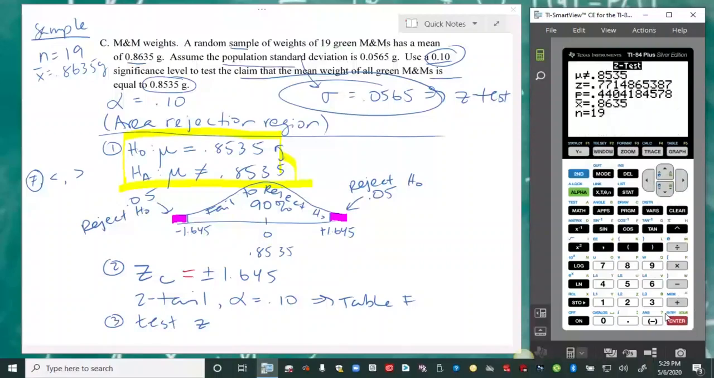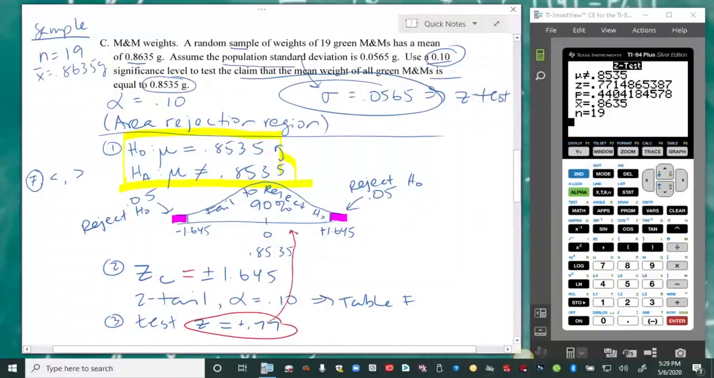We're looking for that test Z, which is the second number in that list, and it is 0.77. It's positive. So if I put this on my normal curve, Z of 0.77 is going to land over here somewhere, 0.77. This lands in the fail to reject region.